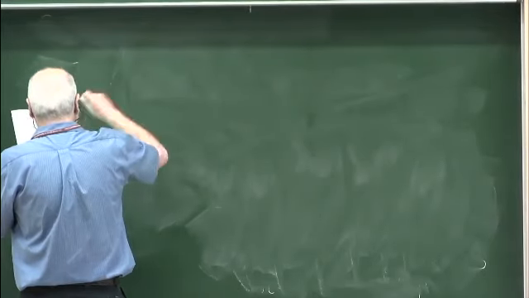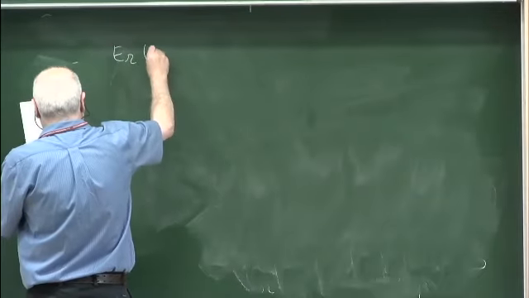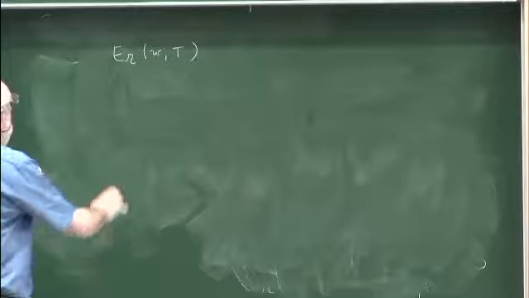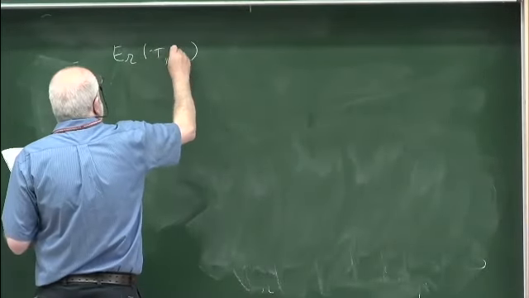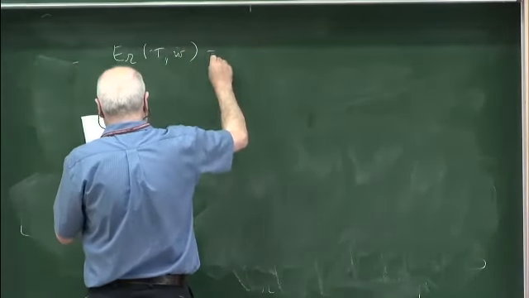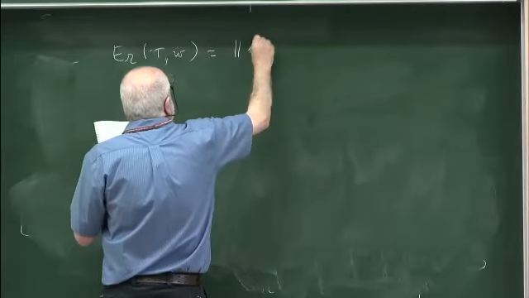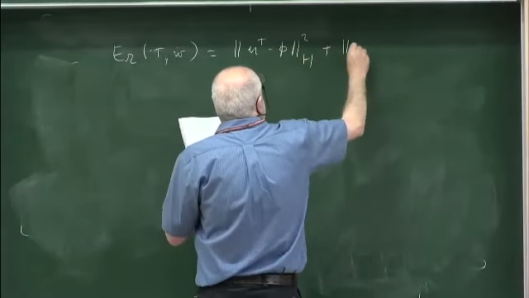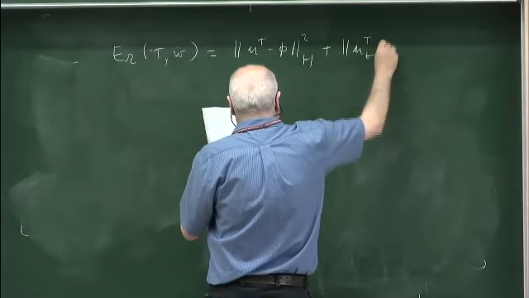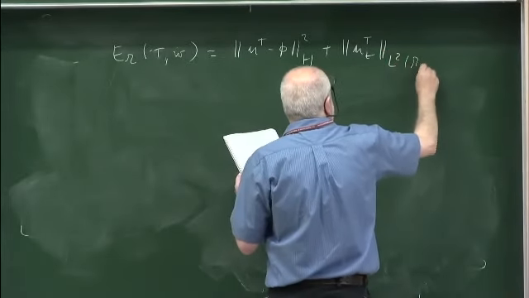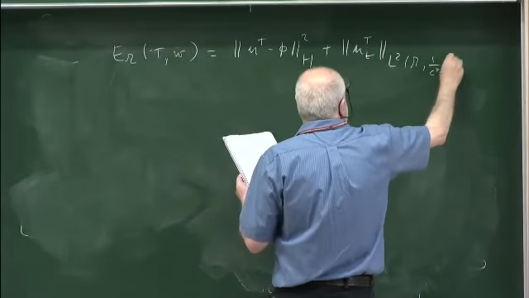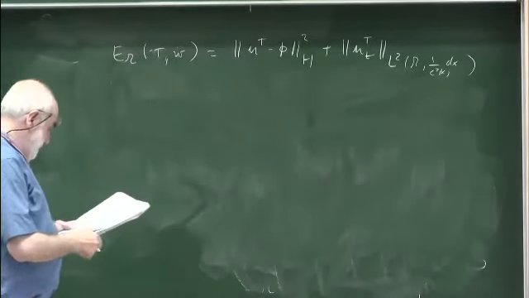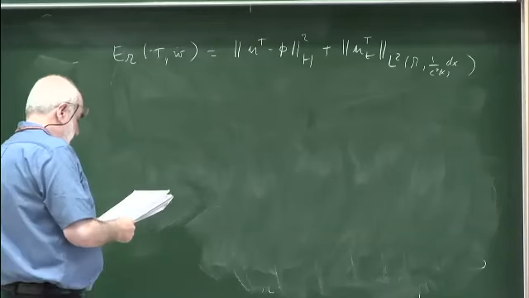So we get the following, that the energy of W, the energy is written there, of TW is the norm of ut minus phi square h plus the norm of ut t in L2. L2 is always denoted with respect to this measure, like in the energy here. Right?